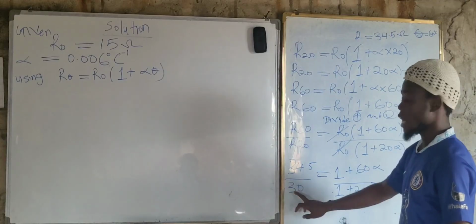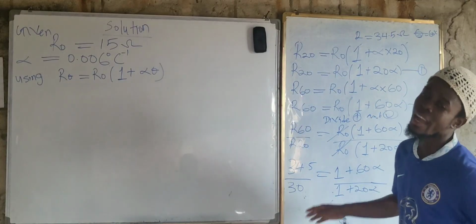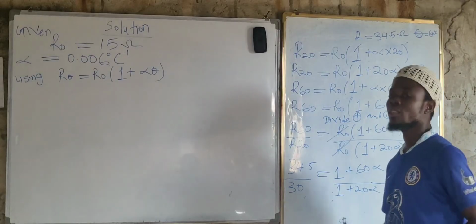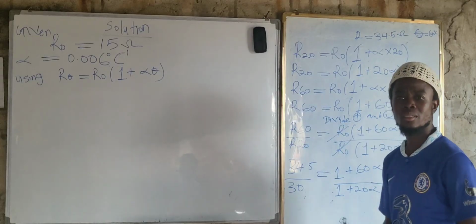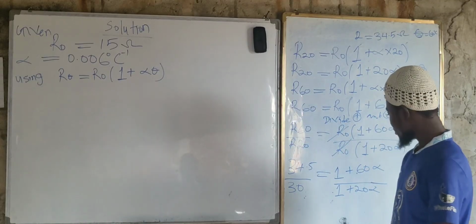Are we okay here? Resistance is 30 ohms. Here there was nothing, like 0 degrees Celsius. Now we have temperature at 6 degrees. We are going to solve more problems. Alright. Are we okay here?